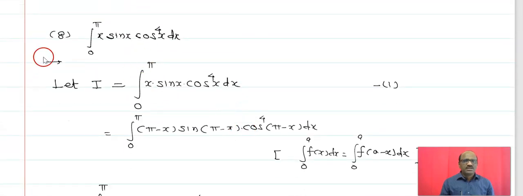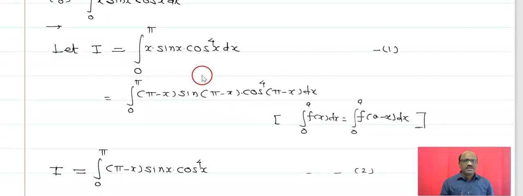Now the problem number 8. That is the integral from 0 to pi of x sin x cos of x raised to 4 dx. And here we'll apply the property of the definite integral. What is that property? Integral 0 to a f of x dx is equal to integral 0 to a f of a minus x dx. That is, x is replaced by a minus x, and here x is replaced by pi minus x. Sin of pi minus x cos of x raised to 4 pi minus x dx.